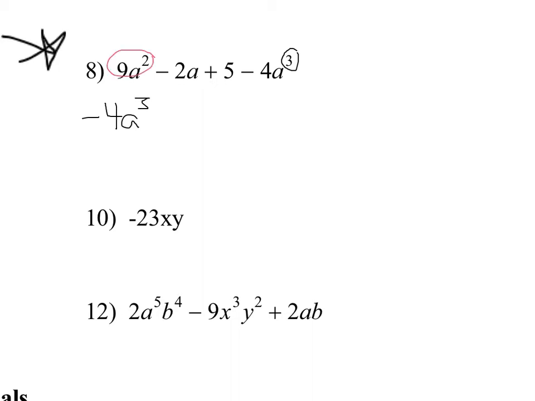The next biggest one would be the term that has a square in it, and that's a plus 9a squared. The next one would be a to the 1, so I'd write negative 2a. And our last one would be plus 5. And this is considered in standard form.